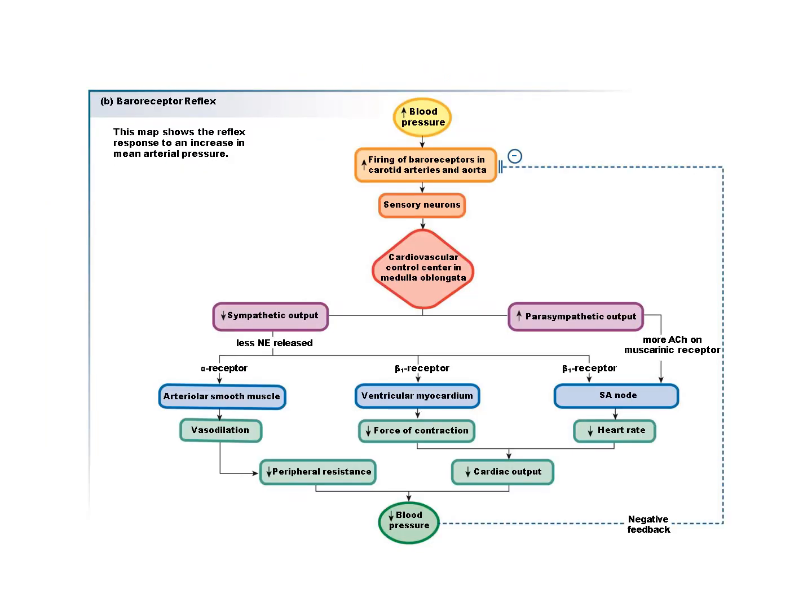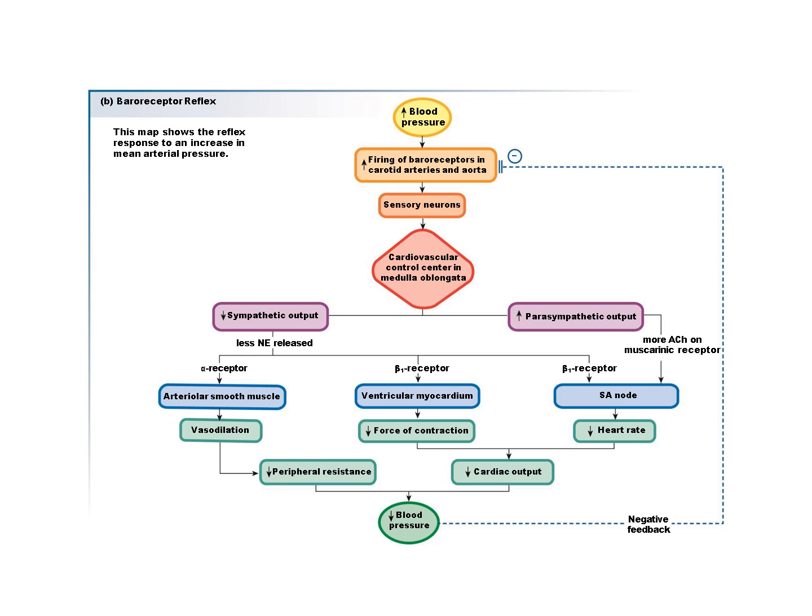The baroreceptor reflex is a critical mechanism that helps maintain stable blood pressure. This diagram illustrates how the body responds to an increase in mean arterial pressure through a negative feedback loop. When blood pressure rises, baroreceptors located in the carotid arteries and aorta detect the change and increase their firing rate. These sensory neurons send signals to the cardiovascular control center in the medulla oblongata, which processes the information and initiates a response. To lower blood pressure, the medulla decreases sympathetic output, reducing the release of norepinephrine.